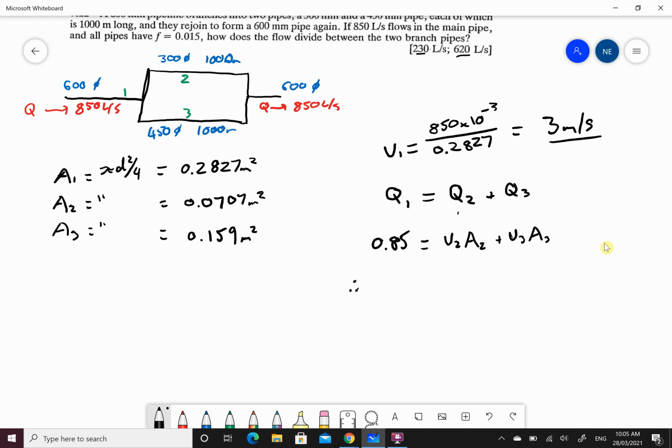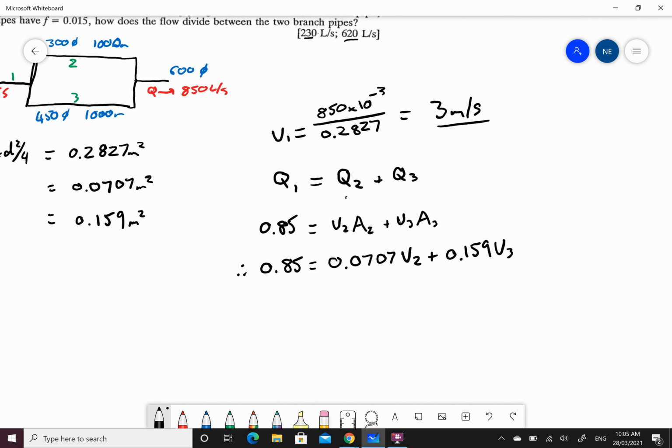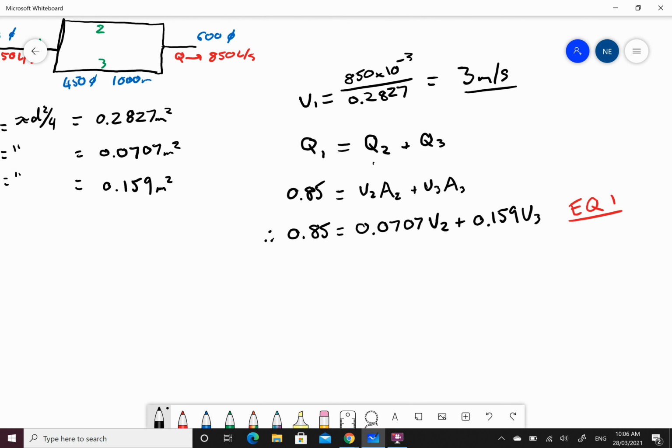So, therefore, 0.85 meters cubed per second is equal to 0.0707 V2 plus 0.159 V3. This here is going to be equation 1. We're going to use this. We've got two unknowns. We're going to rearrange, get one in terms of the other, and punch it back into here.